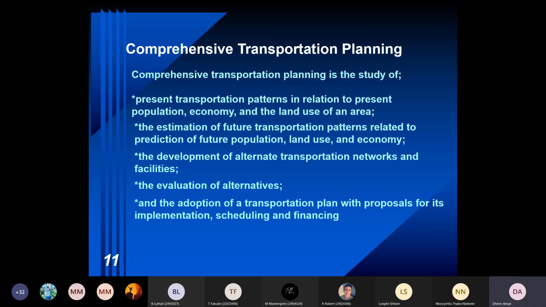So moving on to comprehensive transportation planning. What do we mean by comprehensive transportation planning? So that is simply a study firstly of, keyword of course being the present situation, estimating the future, from the future looking at the various alternatives, evaluating the alternatives, and then based on the alternatives doing your final implementation. Okay, so those are, you can see, the keywords. And this could relate to any situation.